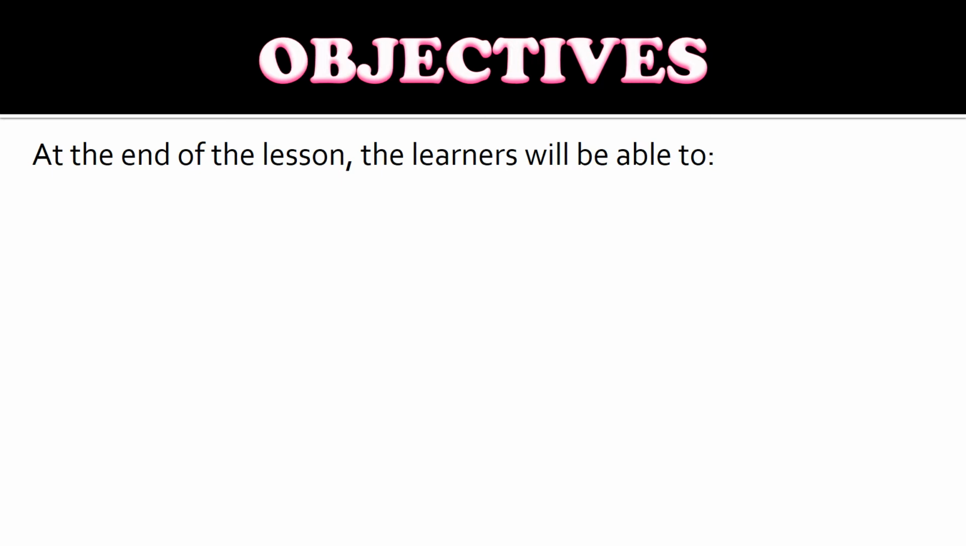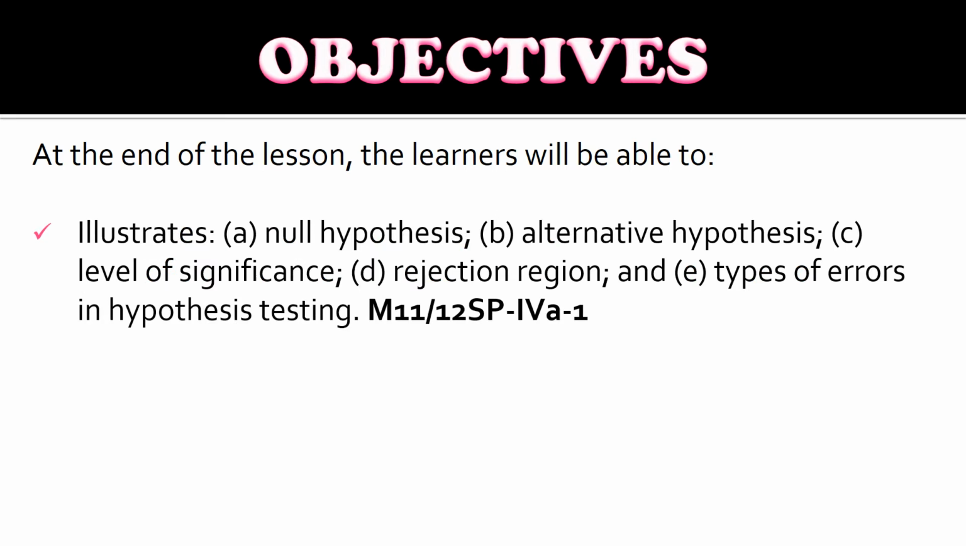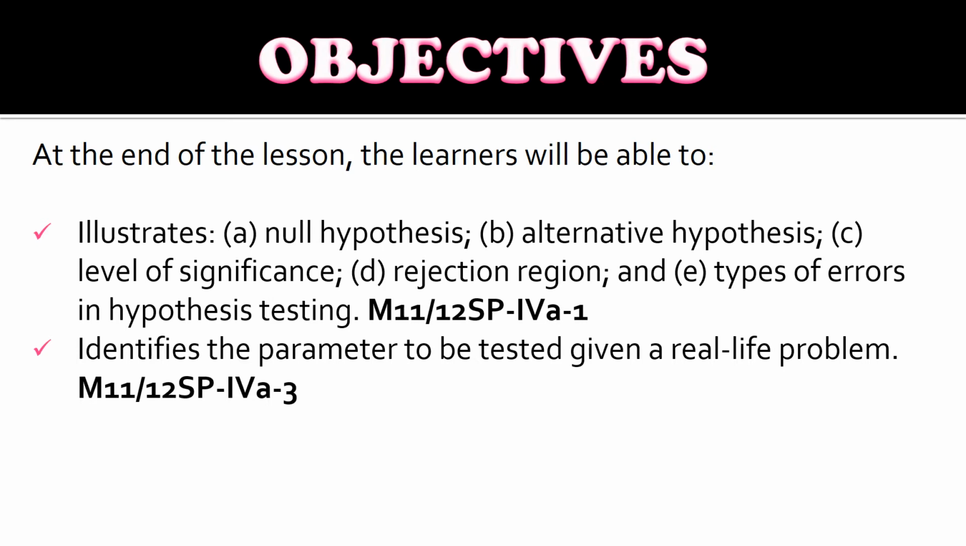For today's objectives, at the end of the lesson, the learners will be able to illustrate null hypothesis, alternative hypothesis, level of significance, rejection region, and types of errors in hypothesis testing, and identify the parameters to be tested given a real-life problem.